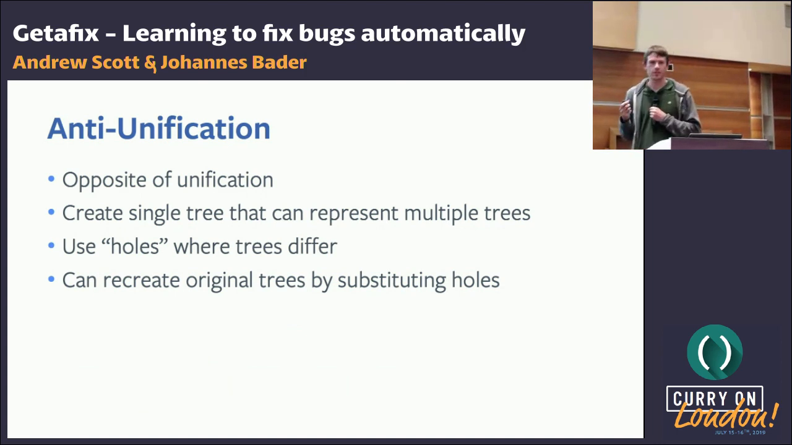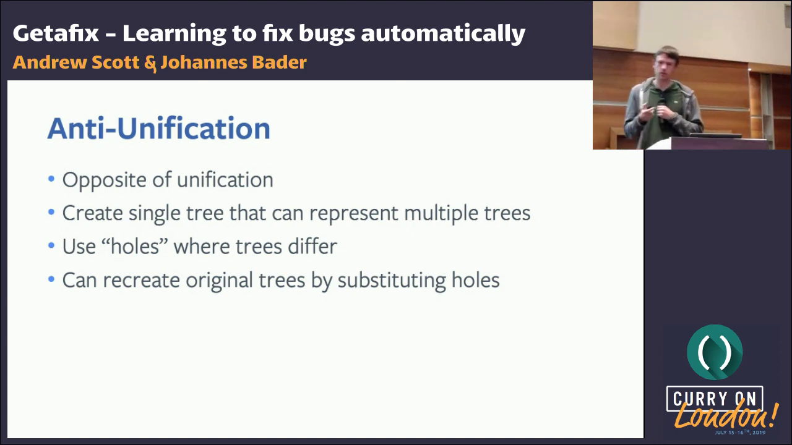Given multiple input trees, we'll return a single tree which maintains as much structure as possible. And in any location where the input trees differ, we'll replace them in our abstract representation with some sort of meta variable or hole. And of course, you can retrieve the original trees you started with by substituting subtrees into each of these meta variables.